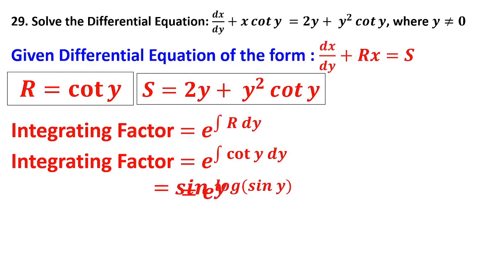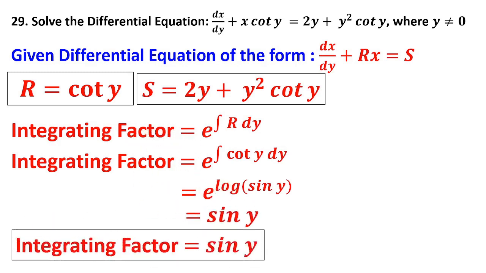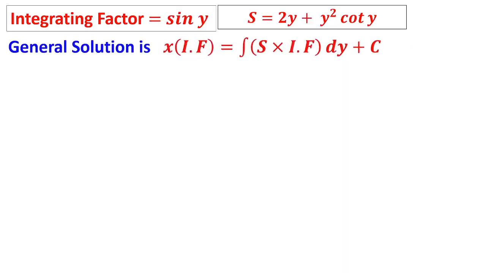Integral cot y is log sin y. Therefore, it is sin y. Therefore, the integrating factor I got. What is the formula for the general solution? X into integrating factor is equal to integral S into integrating factor into dy plus c.